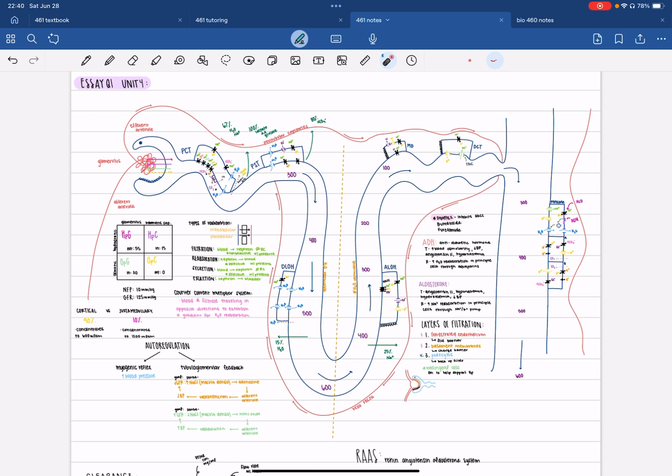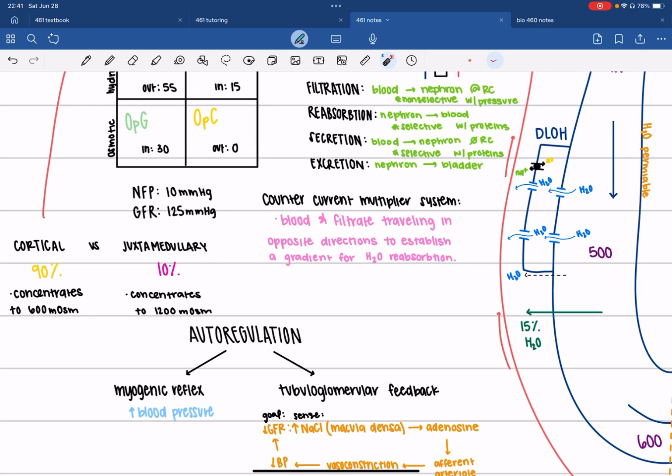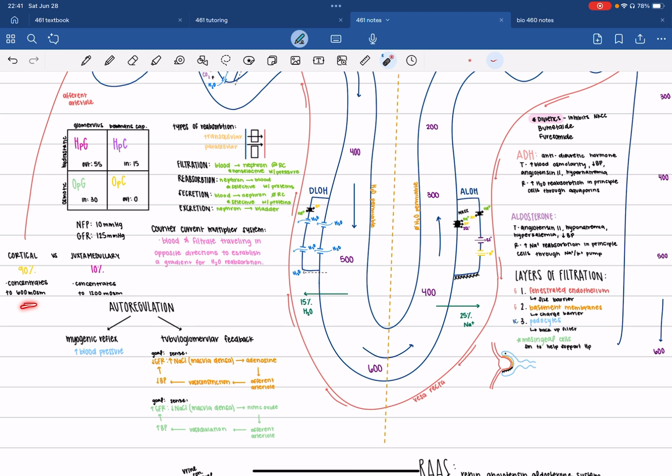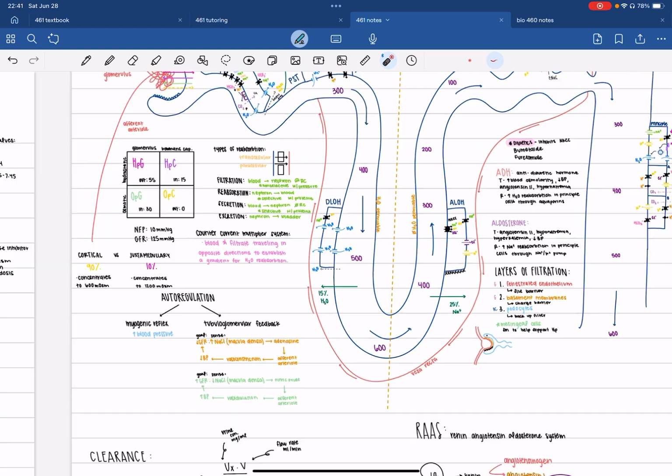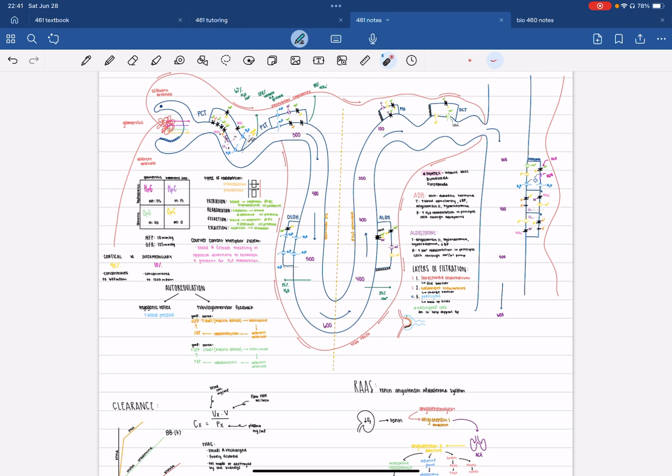This basically is a concentration gradient so that we can concentrate our urine based upon which kind of nephron we are. We have two types of nephrons. We have cortical and juxtamedullary, which can concentrate to different levels right here based on which ones they are. Humans have mostly cortical nephrons, which allow us to concentrate down to 600 milliosmoles, but if we had more juxtamedullary nephrons, we would be able to actually not drink as much water and concentrate our urine a little bit more, which is super cool.